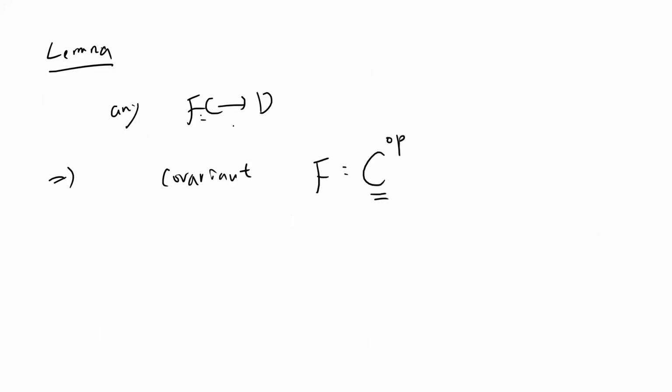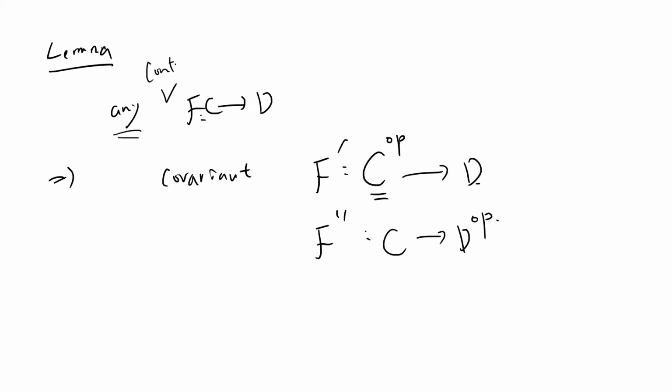Because opposite category means that each arrow is reversed. So C maps to D, and call it F prime. Also, another way is that you flip the D. So any contravariant functor will correspond to a different covariant functor. Okay, so the proof is basically trivial.